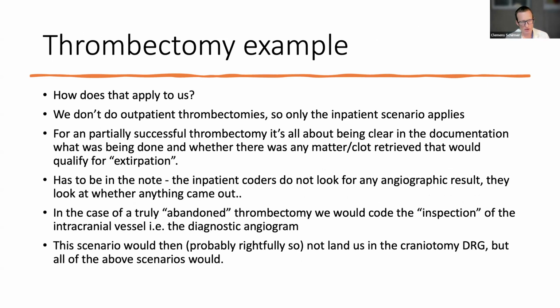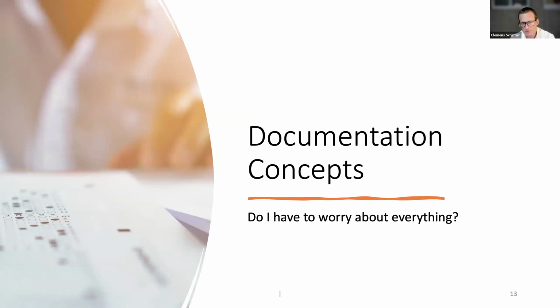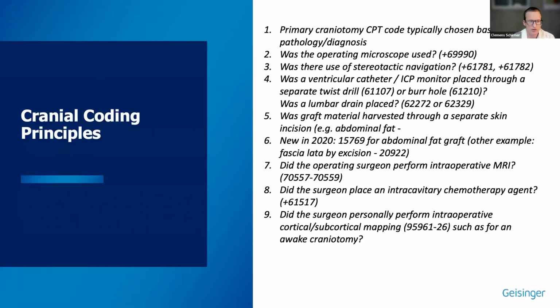So going back to this thrombectomy example, to make this more tangible, if you basically say that you took the clot out but you didn't see it, that may be enough for your coder to say, okay, fine, I get it, that's a thrombectomy. But if you just say, I didn't see any clot, I didn't take anything out, then they're going to code for a diagnostic angiogram, because that's all they can find in the equivalent of this procedure in the ICD-10 PCS space. So do you have to worry about everything? You sort of do.